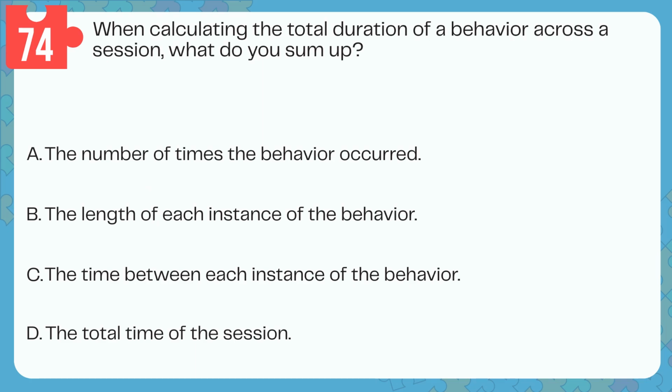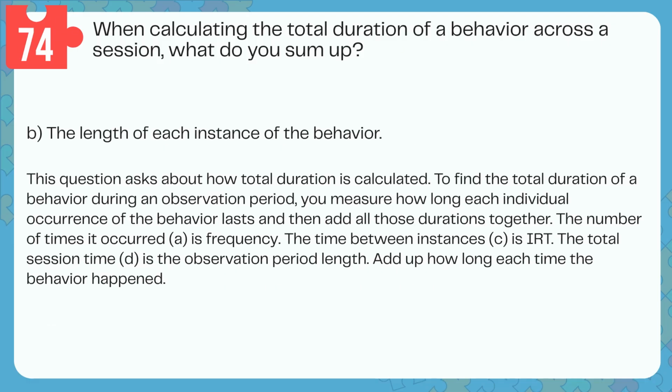Question 74. When calculating the total duration of a behavior across a session, what do you sum up? A. The number of times the behavior occurred. B. The length of each instance of the behavior. C. The time between each instance of the behavior. D. The total time of the session. Answer. B. The length of each instance of the behavior.